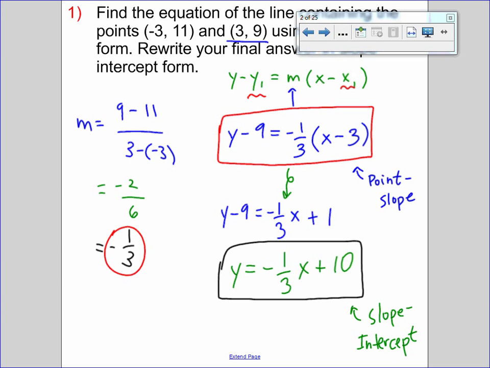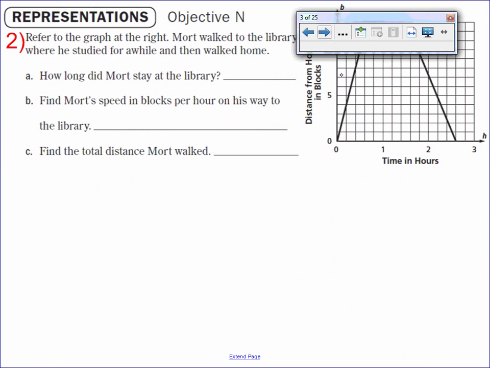And now we're going to save those definitely PDFable notes. So we want PDFable so we can save those bad boys. Great. Let's take a look at the second one.